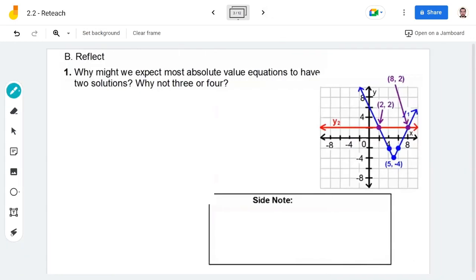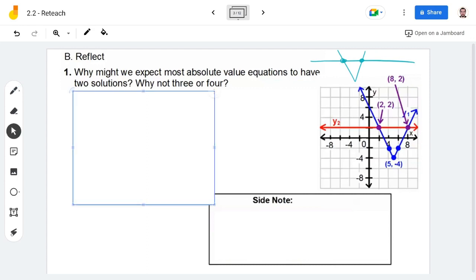Now let's reflect on this. If we read here, why do we expect most absolute value equations to have two solutions? Why do we always have two solutions? As you can see, my function will always look like the letter V, and if we put a straight line, I will always have two solutions, two intersection points. That's why I'm always going to have two solutions.